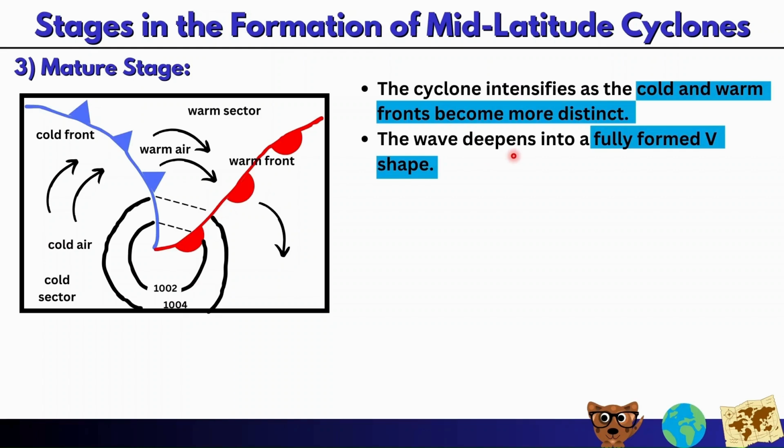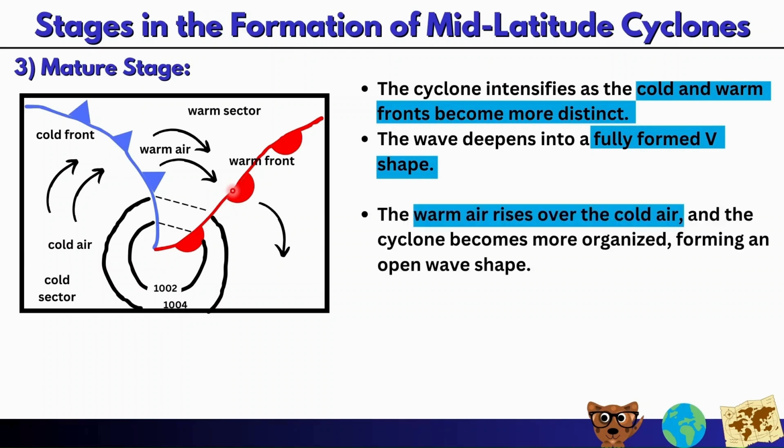So the wave deepens into a fully formed V shape, right? As I've said, you can see it will represent a V shape. The warm air rises over the cold air and the cyclone becomes more organized, forming an open wave shape.